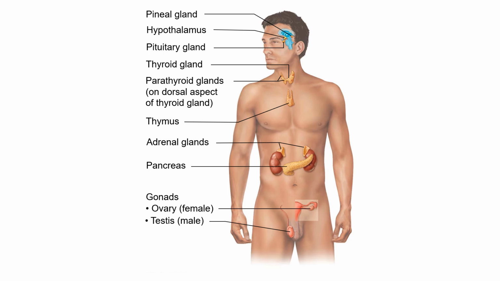Now, the thyroid gland is also going to produce another hormone called calcitonin. Calcitonin is important for decreasing our blood calcium levels when they get too high. So this is released when those levels are high to help reduce those blood calcium levels.